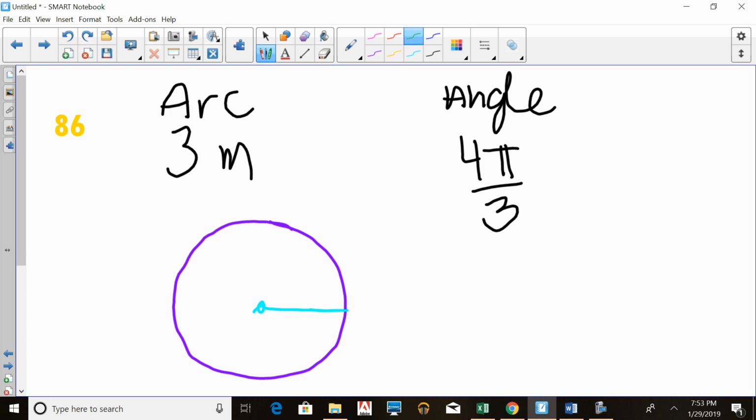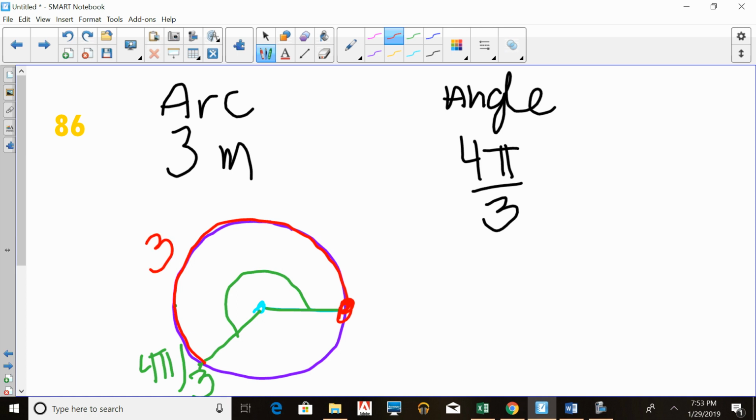pi over 3. 3 pi over 3 is here. 4 pi over 3 has got to be somewhere right there. From here to there, that's 4 pi over 3. And we know that the arc length is 3 meters. That means the distance from here, following this path, is 3.